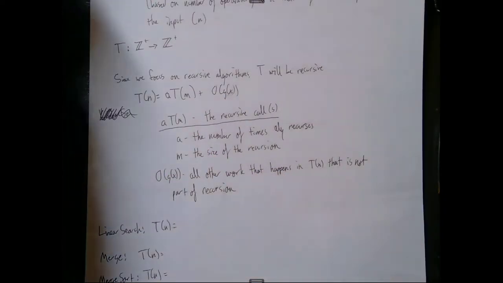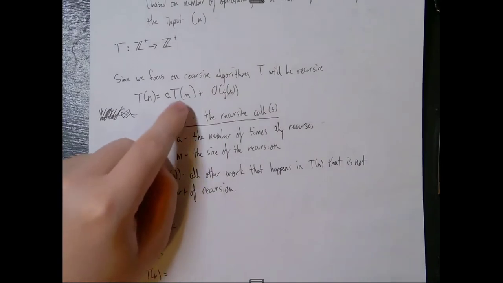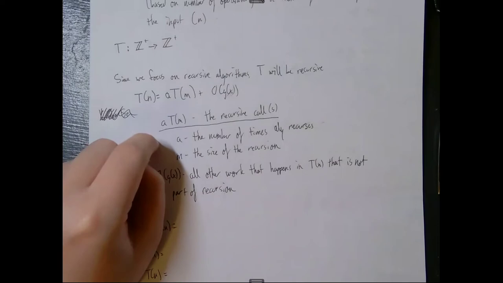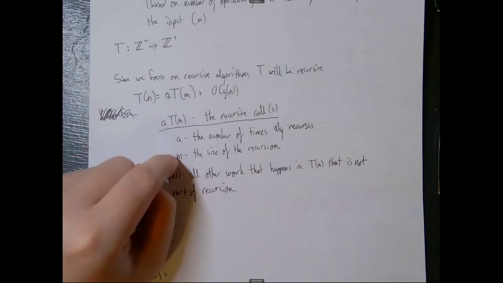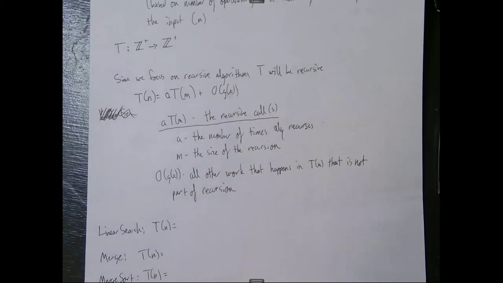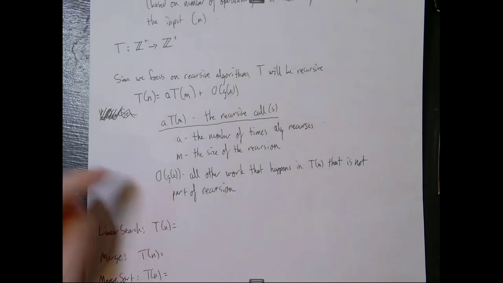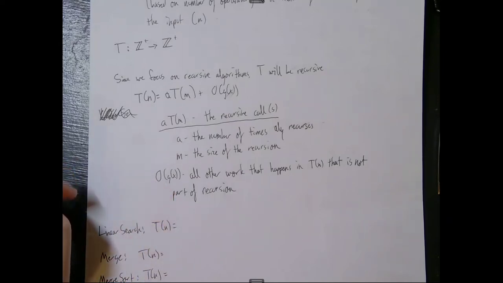M is going to refer to the size of the input given to each recursion. So in linear search, M is equal to N minus 1. In merge sort, M is equal to N divided by 2, give or take, rounding up or down depending on which recursive call it is. And then O of g of x is basically all of the other work that happens in our call on n that is not part of the recursion at all.